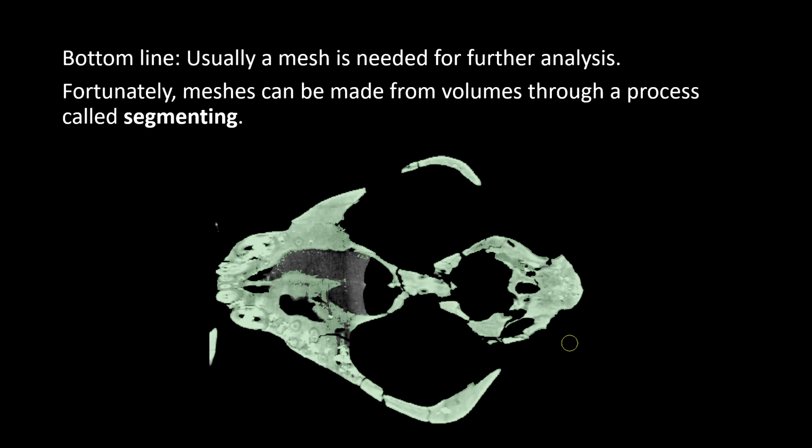Fortunately, you can generate meshes from volumes through a process called segmenting, and this is essentially where you select the structure on the volume that you want to create a mesh from, as you can see in the skull below. I've selected the skull, not the air, and not the matrix inside the skull.